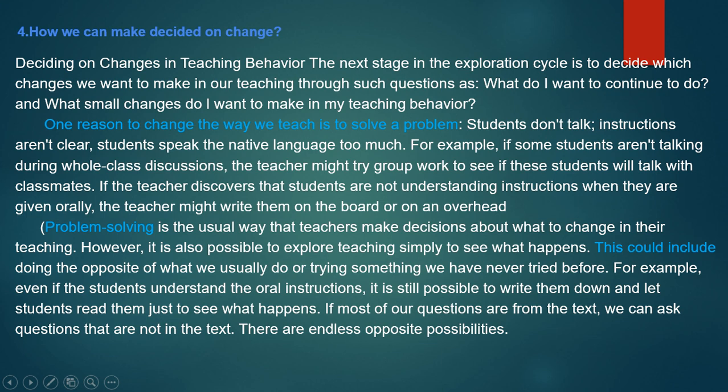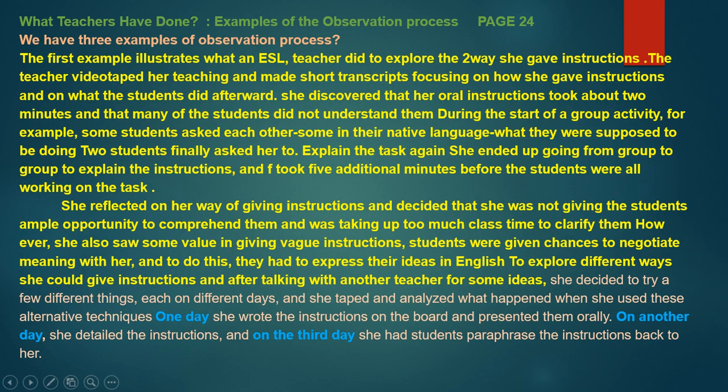However, it is also possible to explore the teaching simply to see what happens. This could include doing the opposite of what we usually do, or trying something we have never tried before. For example, even if the students understand the oral instruction, it is still possible to write them down and let the students read them just to see what happens. If most of our questions are from the text, we can ask questions that are not in the text. There are endless opposite possibilities.